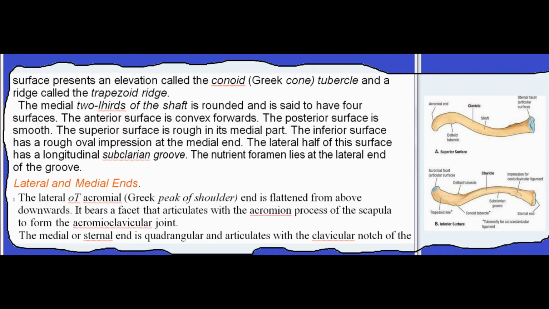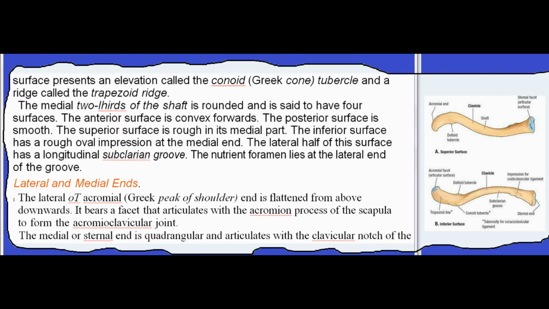The medial 2/3 of the shaft is rounded and is said to have four surfaces. The anterior surface is convex forwards. The posterior surface is smooth. The superior surface is rough in its medial part. The inferior surface has a rough oval impression at the medial end. The lateral half of this surface has a longitudinal subclavian groove. The nutrient foramen lies at the lateral end of the groove.